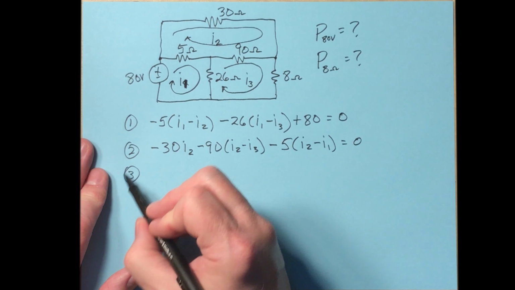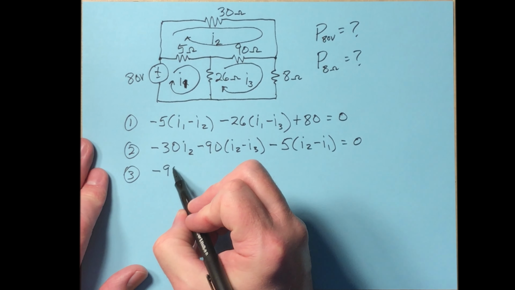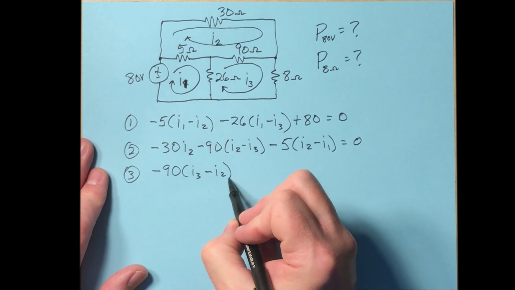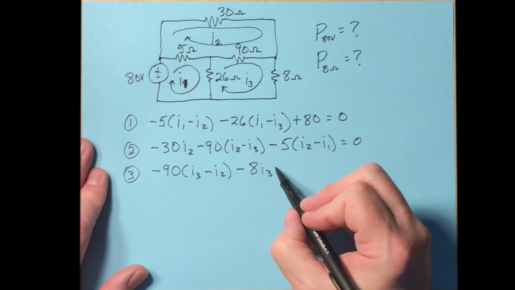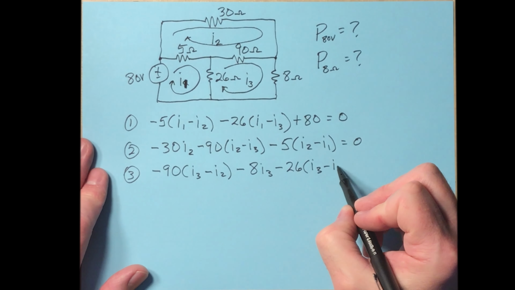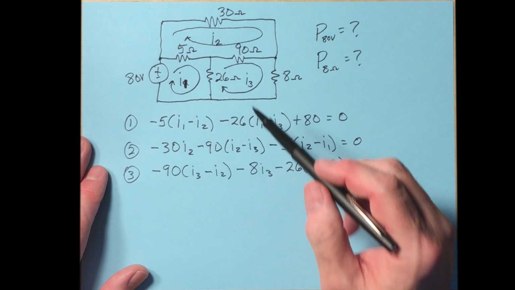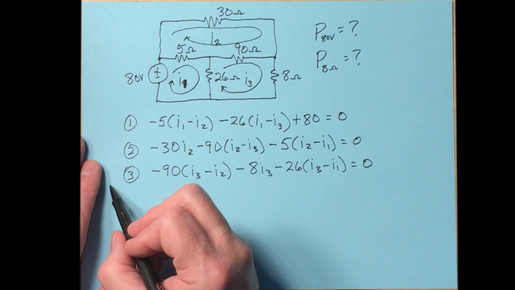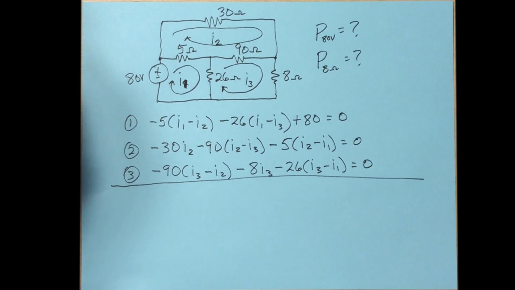And then for loop 3, starting in the upper left-hand corner, going clockwise: minus 90 (I3 minus I2), and then minus 8 I3, and then minus 26 (I3 minus I1). And that's equal to 0. All right, I believe that we've got all of these. Now let's multiply through and gather our like terms here.